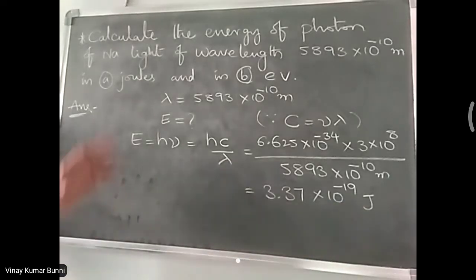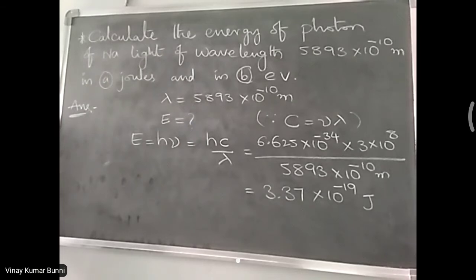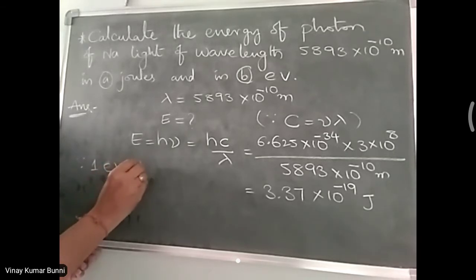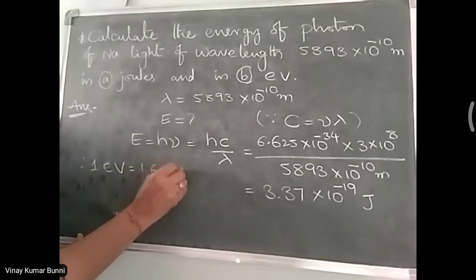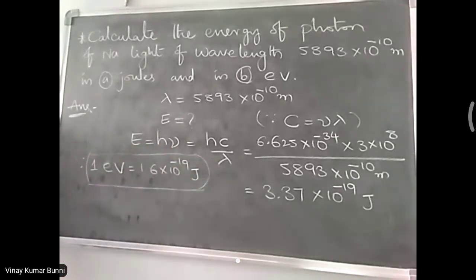He is asking to calculate the energy in joules and also in electron volts. So to calculate it in electron volts, this is a very fundamental thing here: 1 electron volt is equal to 1.6 into 10 power minus 19 joules. So please remember this. 1 electron volt is equal to 1.6 into 10 power minus 19 joules.